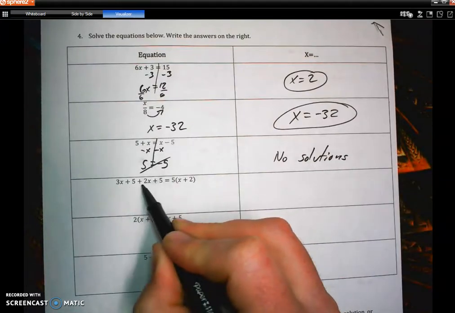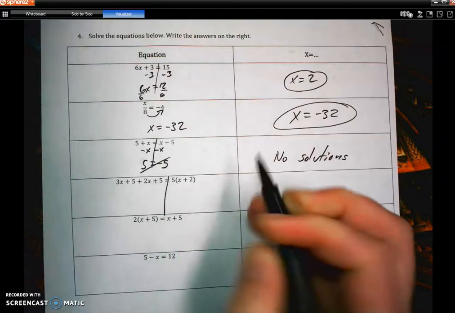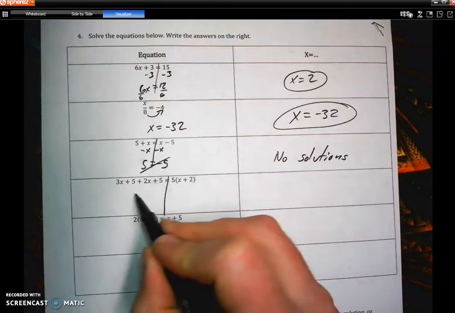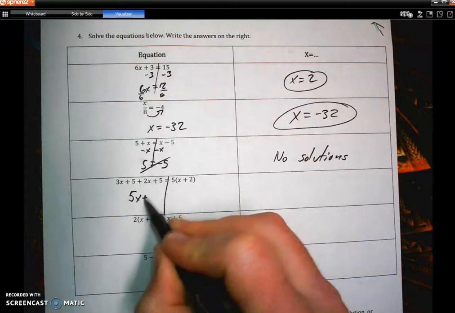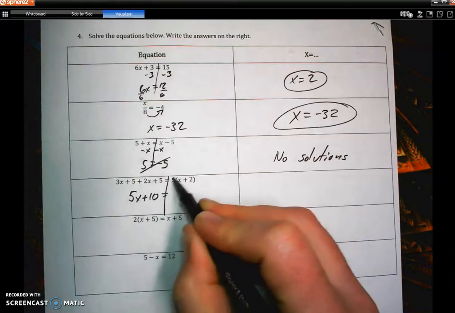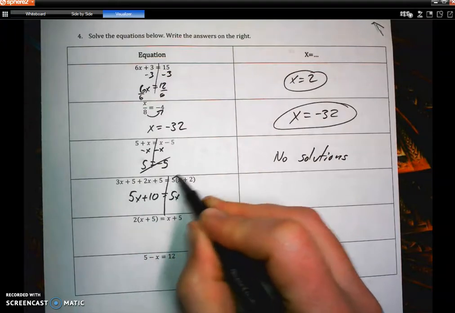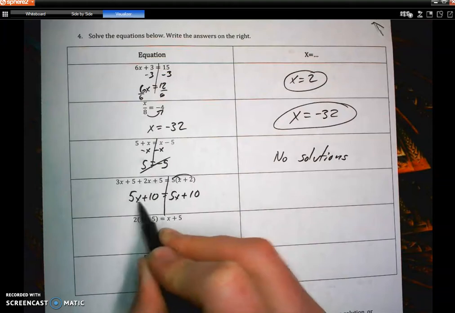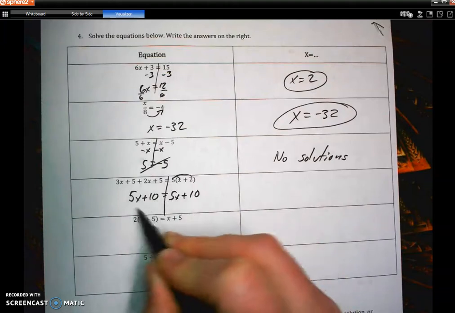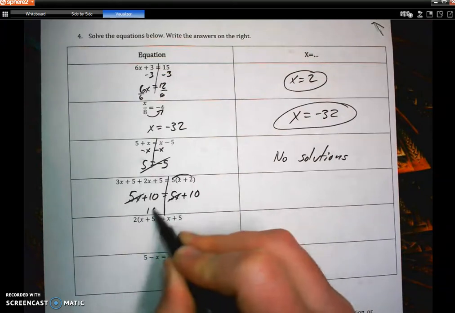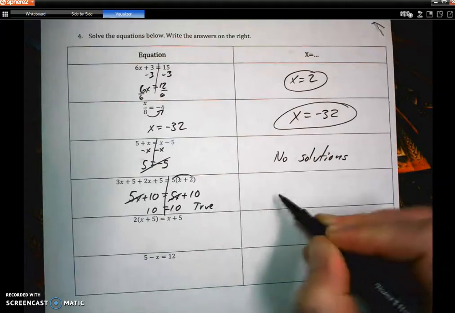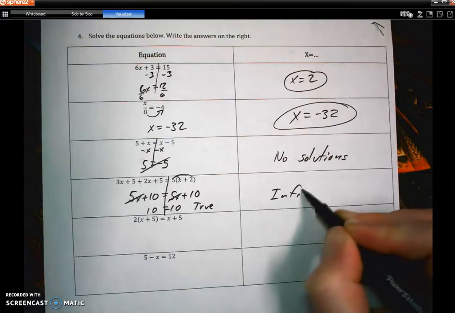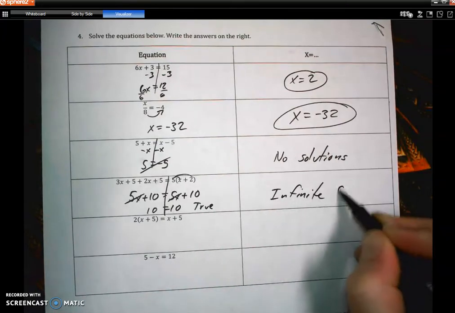3x plus 5 plus 2x plus 5. I'm going to draw that to separate the left from the right, and I'm going to combine like terms. 3x and 2x is 5x. 5 plus 5 is 10. 5 times x is 5x. 5 times 2 is 10. And if I notice, the left equals the right. If I cancel out the x's, 10 equals 10. That's a true statement. That means there's infinite solutions because it's always the same.